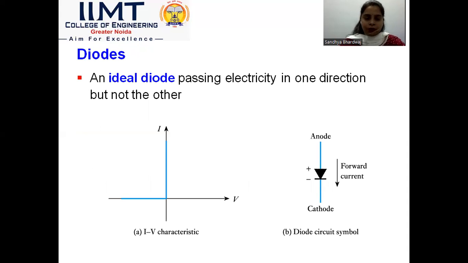Then what is a diode? A diode is a switching element. An ideal diode passes electricity in one direction, but not the other. So we can also say that the diode is unidirectional. Here are its IV characteristics, current I and voltage V with respect to each other. Here is the graphical representation, and here is the diode circuit symbol. The positive end is the anode, and the negative end is the cathode. Current will flow only in the forward direction.